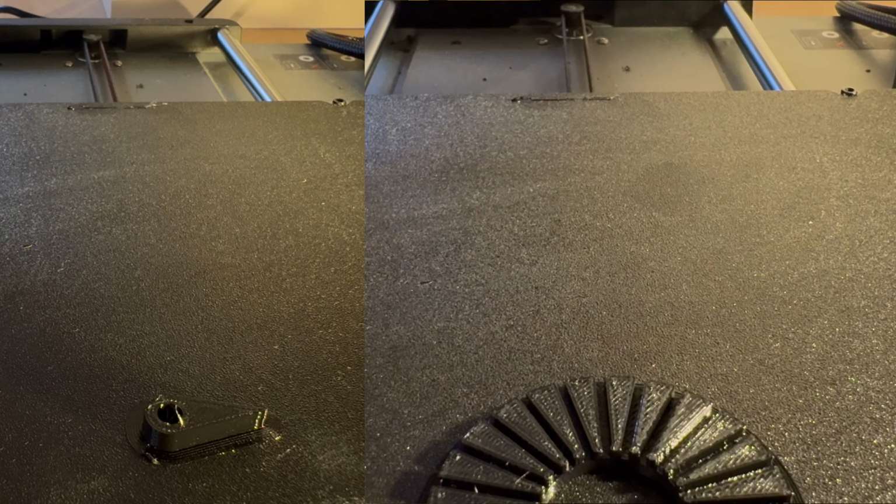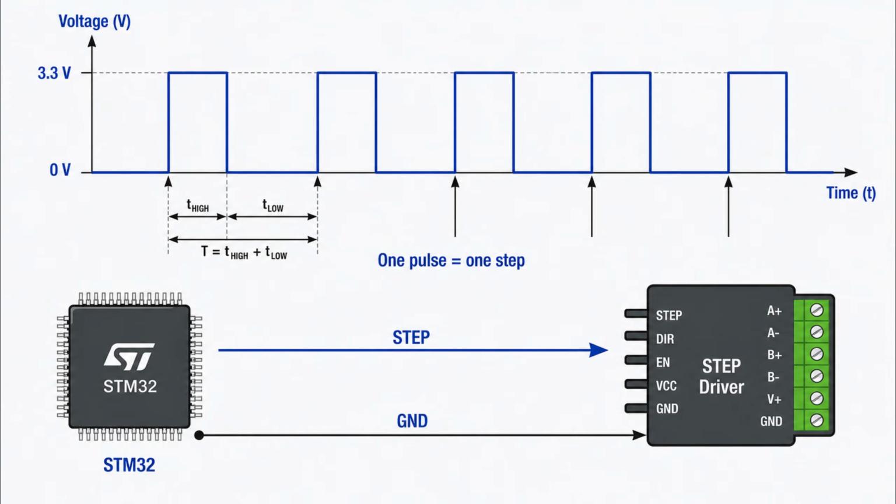Now let's look at the control principle. The STM32 sends a square wave signal to the step input of the driver. Each rising edge of this signal is interpreted as one step command. The driver then energizes the motor coils in the correct sequence. The duty cycle of the signal is not what controls the speed. The speed is controlled by the frequency. So in this project, step frequency sets motor speed, number of step pulses sets motor angle, and the DIR signal sets rotation direction.